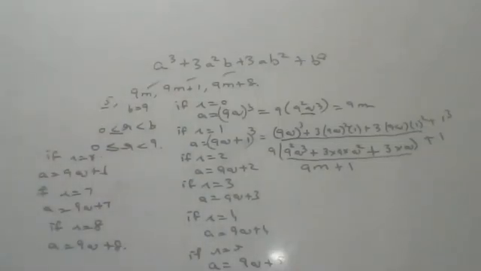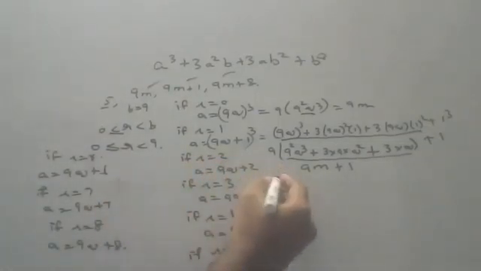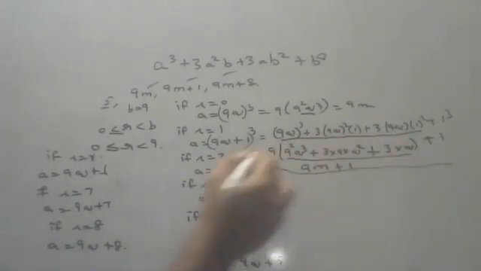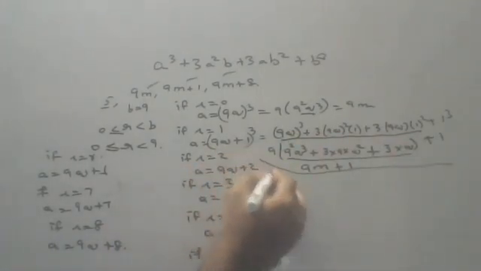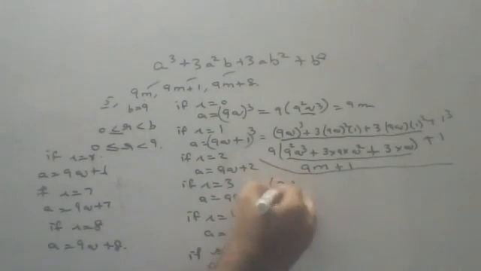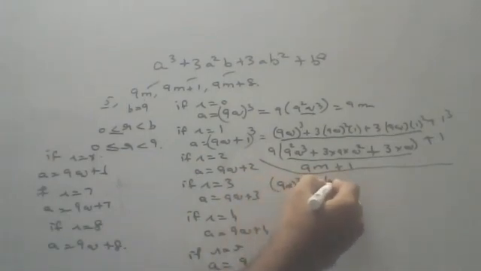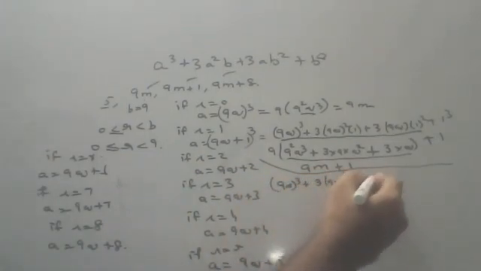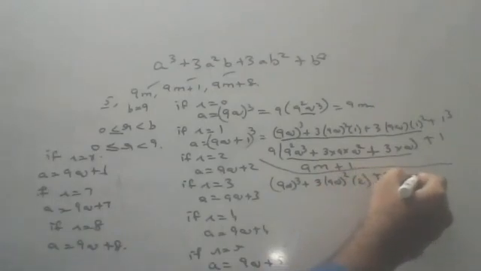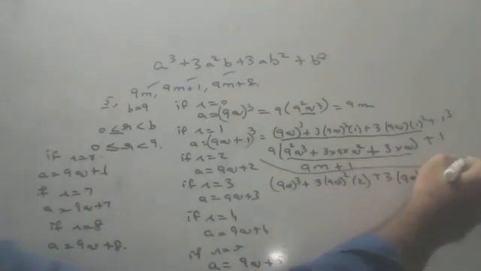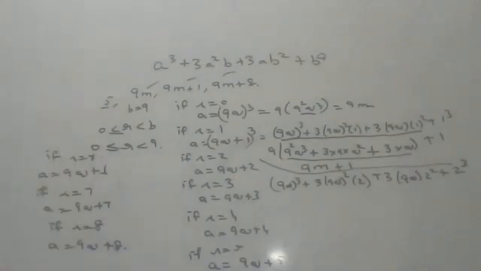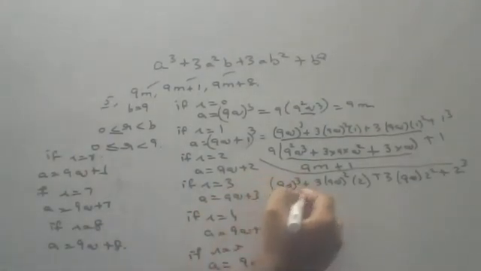Third one. Okay, children? Third one, 9 cube plus 2. Please, children, don't panic. a cube plus 3a square b plus 3ab square plus b cube. b cube means 2 cube, 2 cube means 8. 8 won't go in 9 table. So till here only you take 9 common, children.